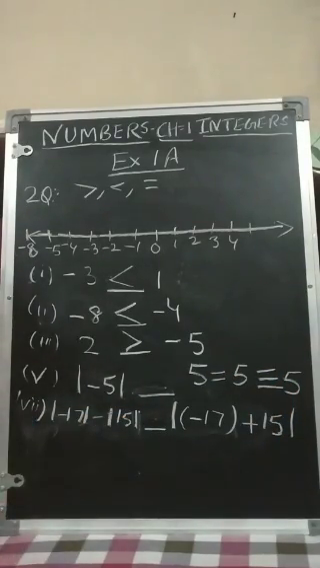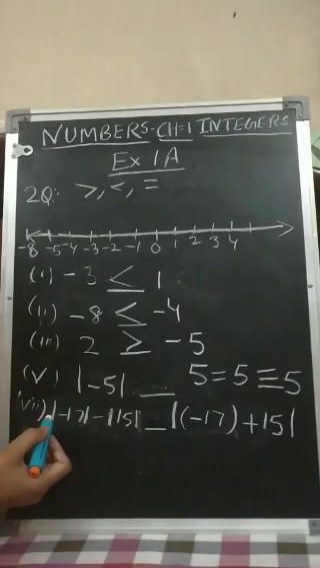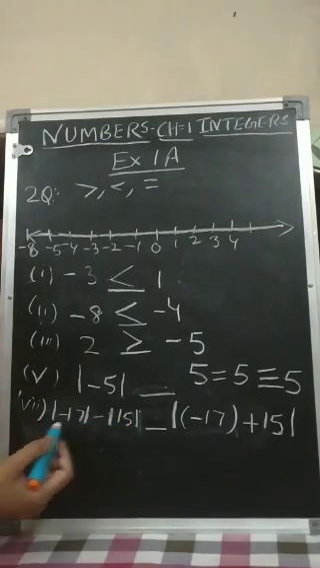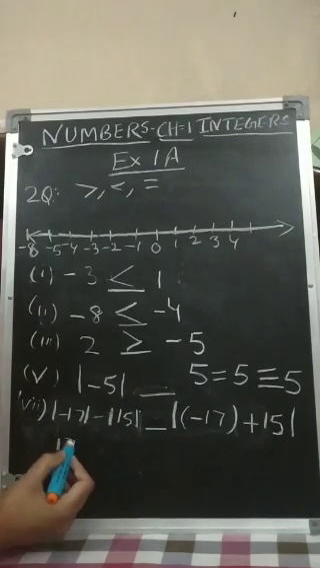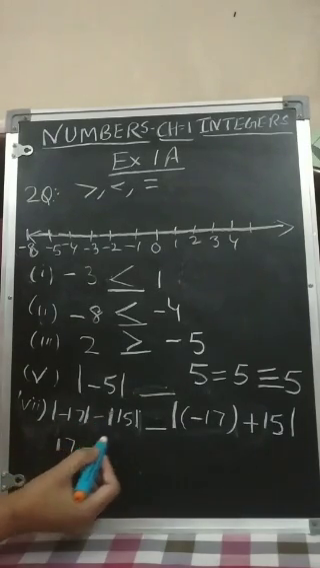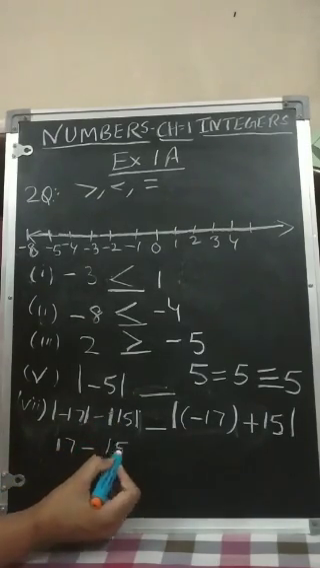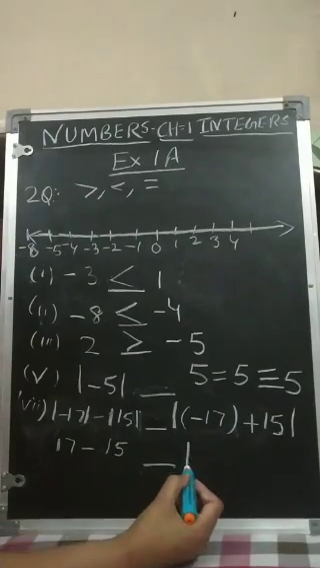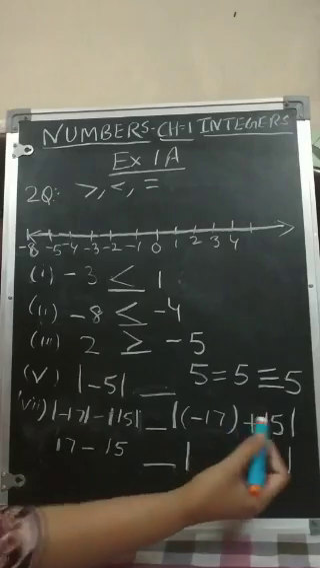Last part, seventh part, I will solve for you. First of all, absolute value we have to solve. This will come only 17. This minus sign will remain here and it will come 15 only, and dash. First of all you will solve the bracket inside.